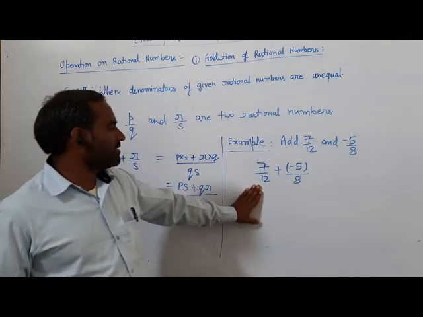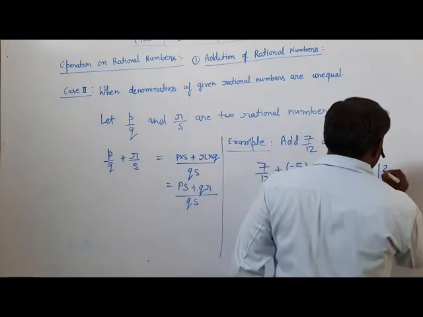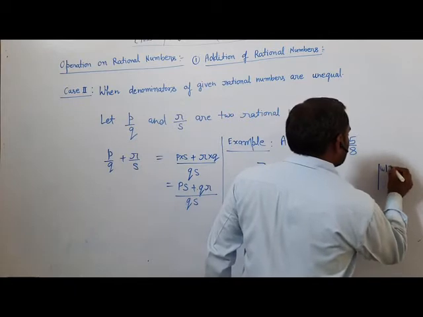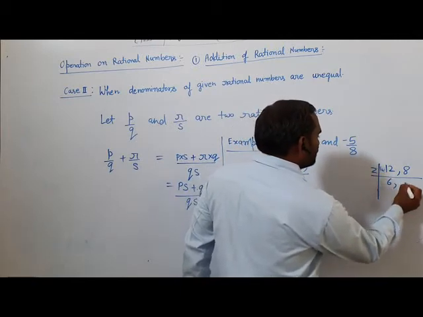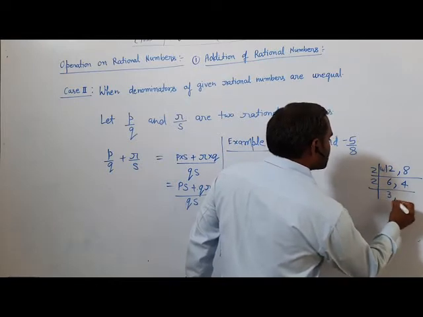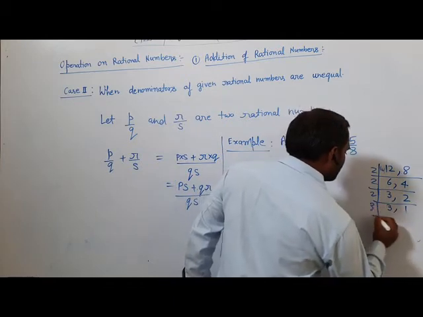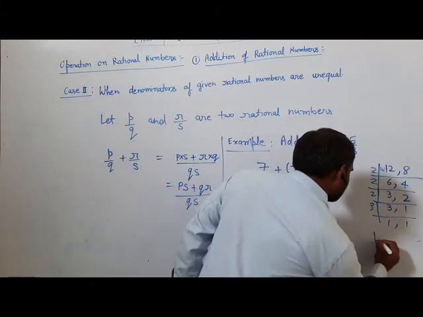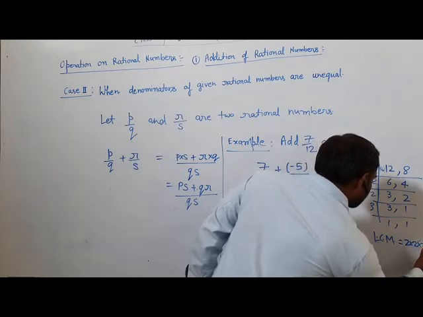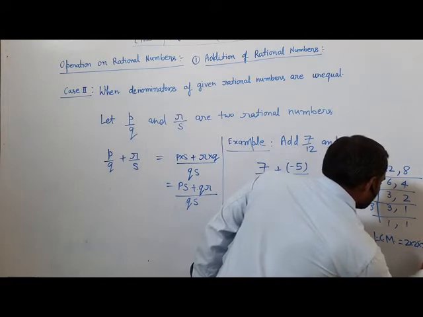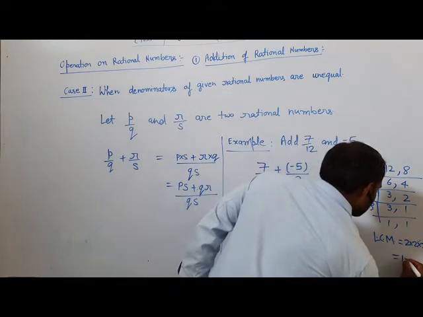Second, we take the LCM of both denominators, 12 and 8. 2 sixes are 12, 2 fours are 8, 2 threes are 6, 2 twos are 4, 2 ones are 2, then 3 ones are 3. LCM is equal to 2 into 2 into 2 into 3. So the answer comes 2 twos are 4, 2 fours are 8, 3 eights are 24.